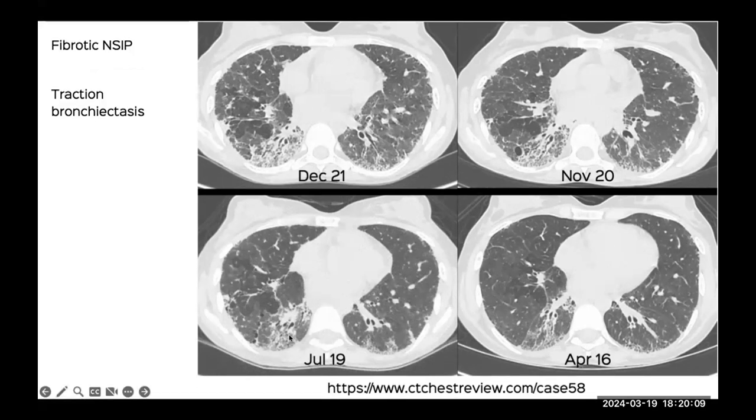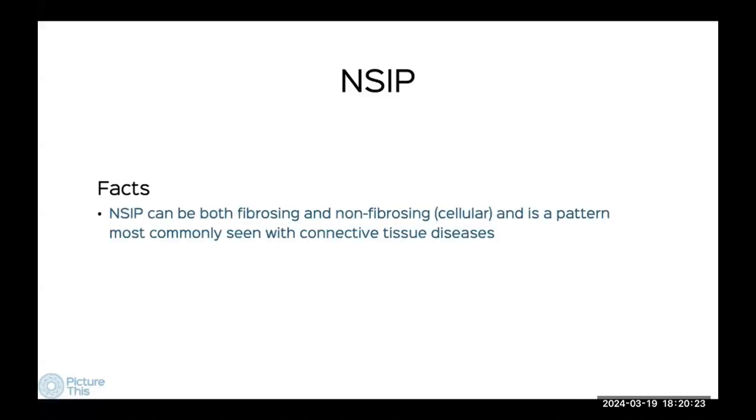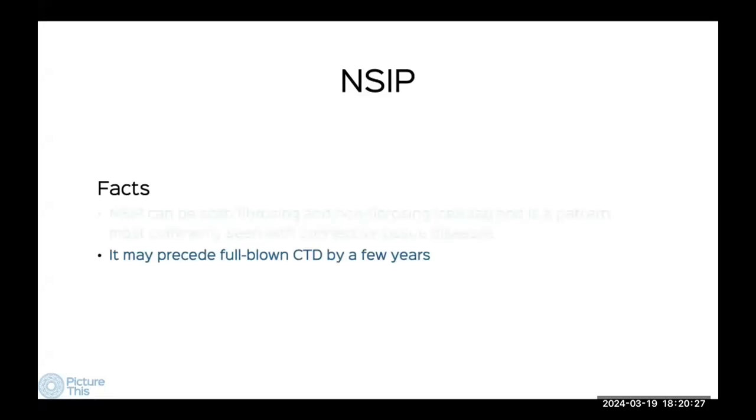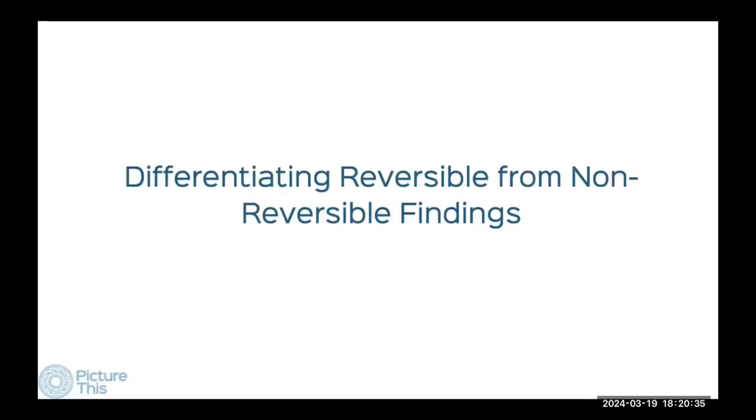But otherwise, if we see traction bronchiectasis, then we know for a fact that this patient has progressive disease from 16 to 21, and you can see that this was fibrotic NSIP to begin with and has kept progressing. So NSIP can be both fibrosing and non-fibrosing. Often it's a mixed pattern. It may precede full-blown connective tissue disease by a few years, and idiopathic NSIP is extremely rare.